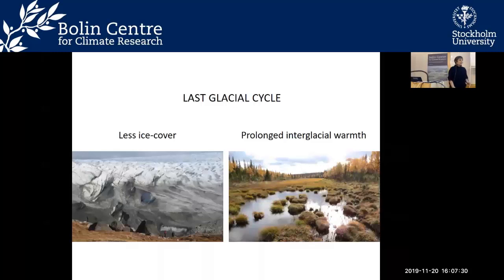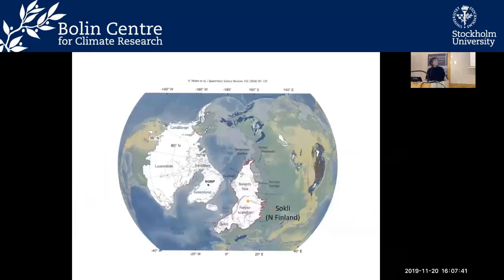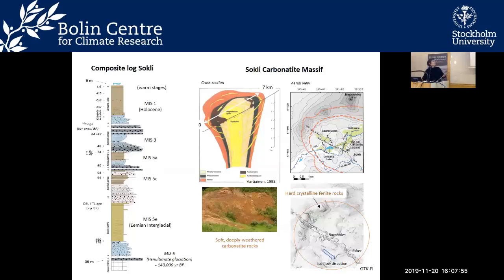Okay, what I would like to present is evidence for less ice and instead prolonged interglacial warmth during the last glacial cycle. I will focus on a site called Sokli. It's situated in a central area of Eurasian glaciation. And it is at Sokli that we have an unusually long, 30-meter thick sediment sequence that reaches back into the penultimate glaciation, or marine isotope stage 6, at about 140,000 years ago.